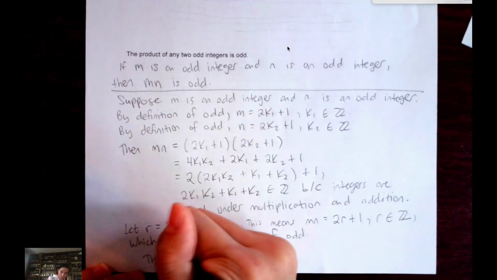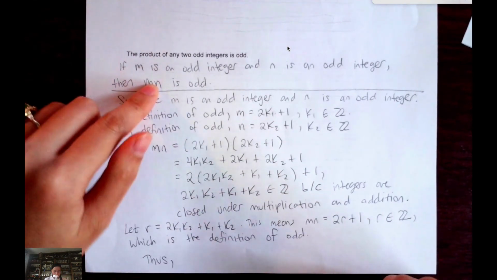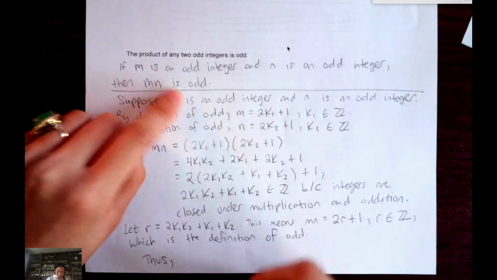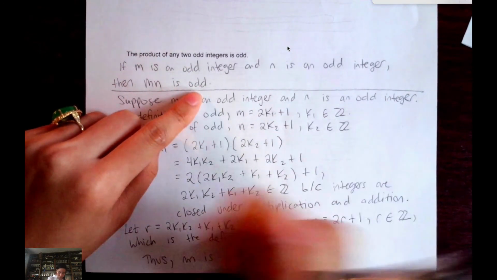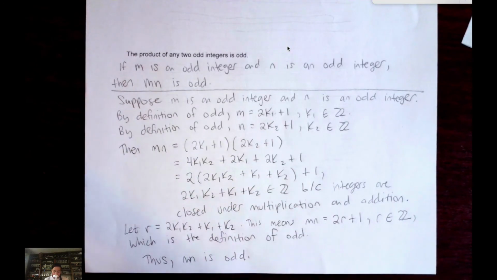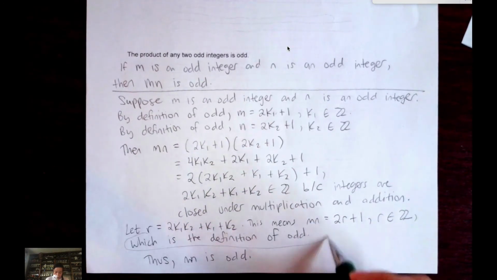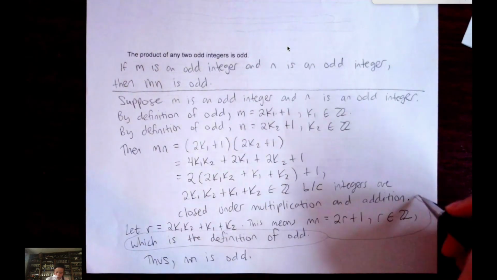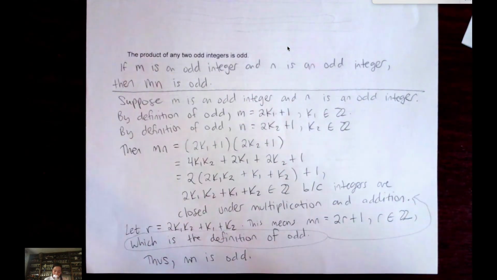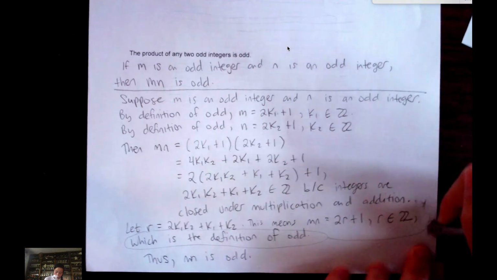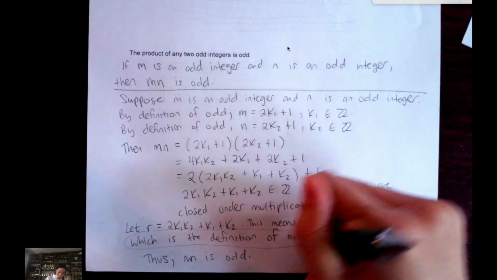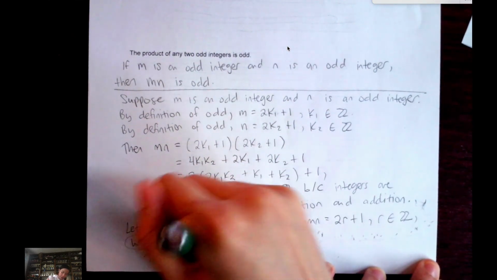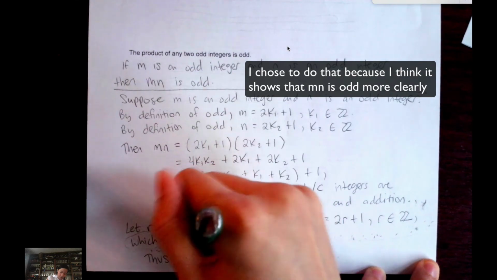Thus, and then we write the very last part of the if-then sentence, which is thus mn is odd. Keep in mind that you do not need this sentence right here. You could just write this part right over here and keep it at that. You don't have to write the r variable substitution part. I chose to do that because I think it's more clear.